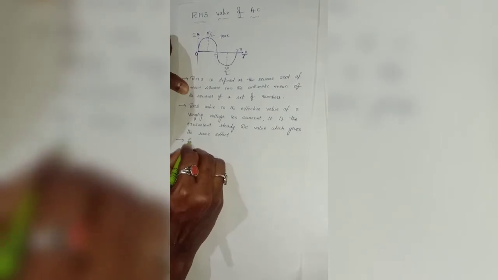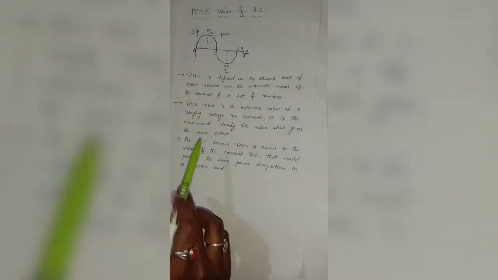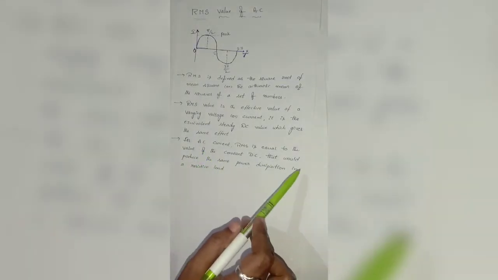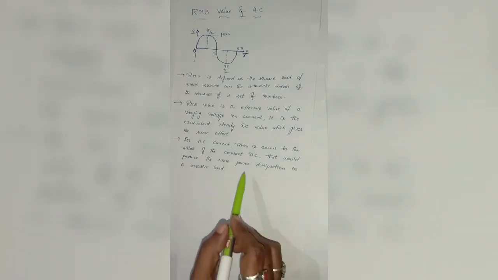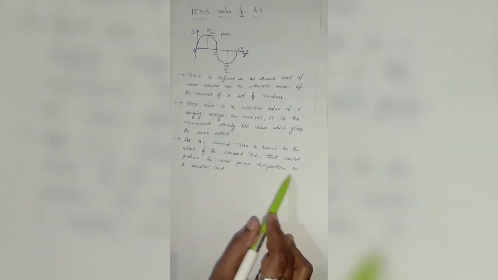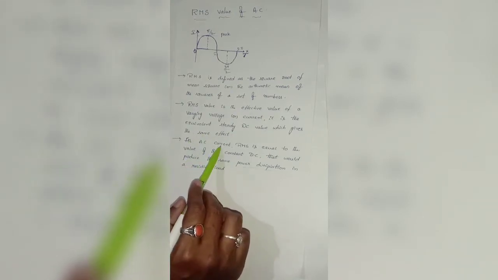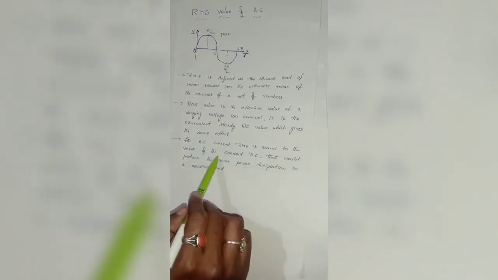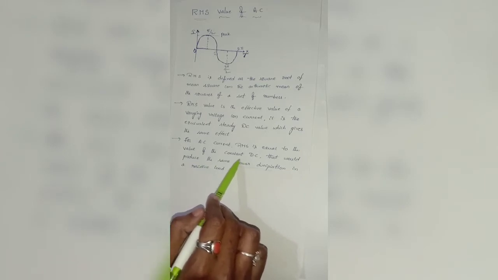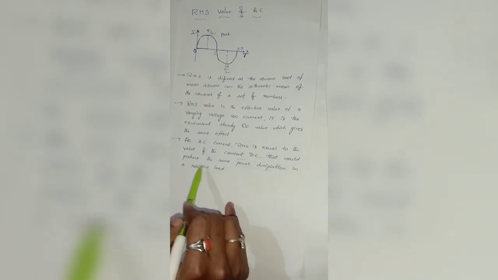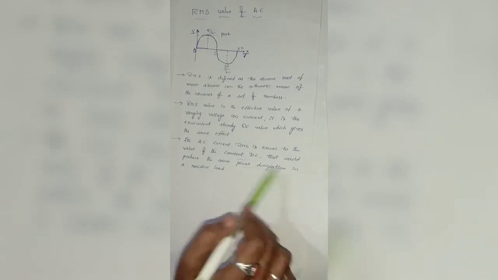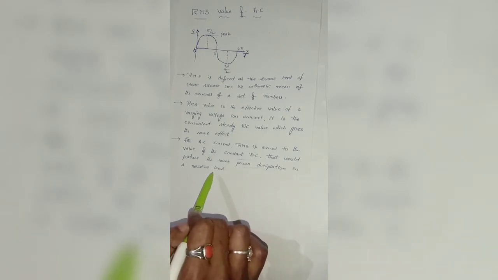For AC current, the RMS value is equal to the value of the constant DC that would produce the same power dissipation in a resistive load. That means, for any AC current, RMS is equal to the value of the constant DC which produces the same power dissipation in the load resistance.